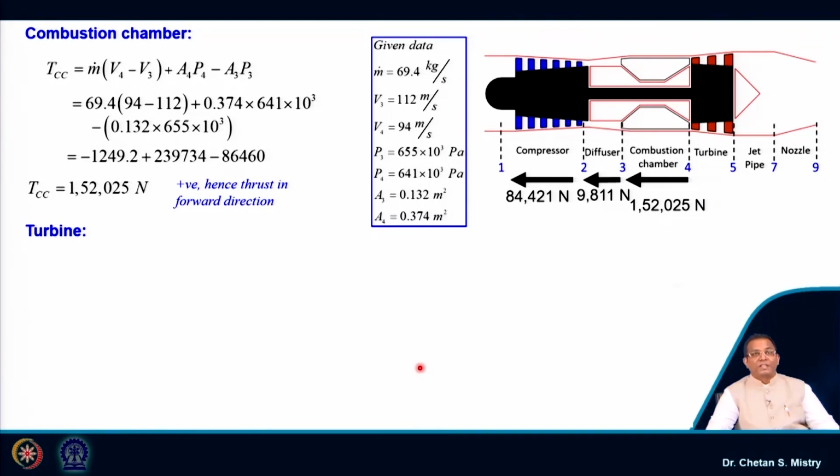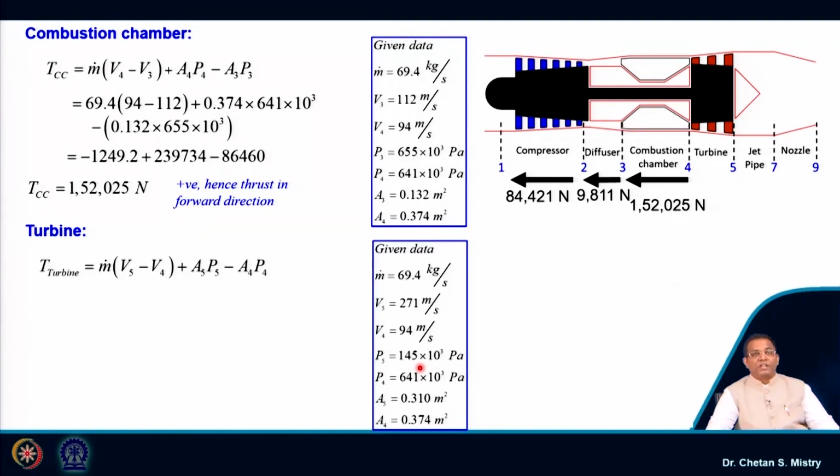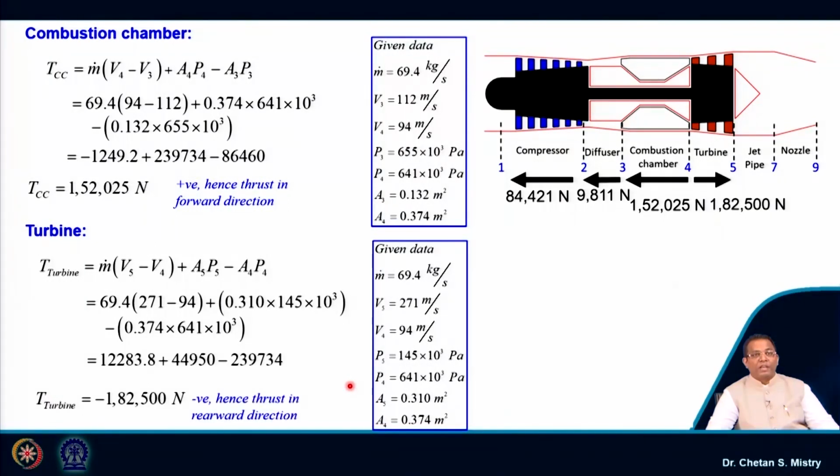Now, in this case we will go with the turbine. For the turbine, as we have discussed, my exit velocity is what has the higher magnitude. If we put in the numbers which are given, the thrust generated by the turbine comes out as a negative magnitude with a higher number. This negative sign means the thrust by this turbine will be in the rearward direction.